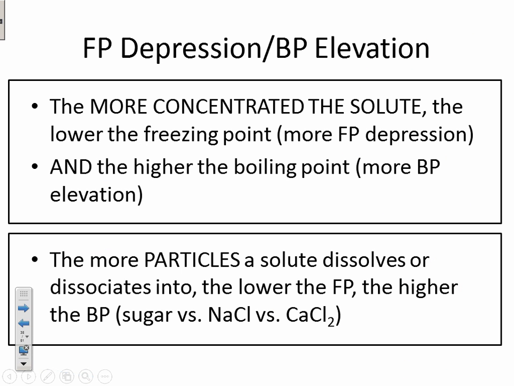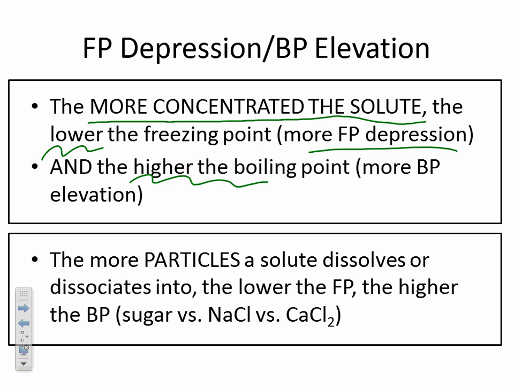So, big point. Absolute key points about freezing point depression and boiling point elevation. The more concentrated your solute, the lower your freezing point is going to get, i.e. the more freezing point depression, and the higher the boiling point is going to get, i.e. the more boiling point elevation. The more concentrated, the more effect we see. The more solute particles you have, the lower the freezing point will get, the higher the boiling point will get.